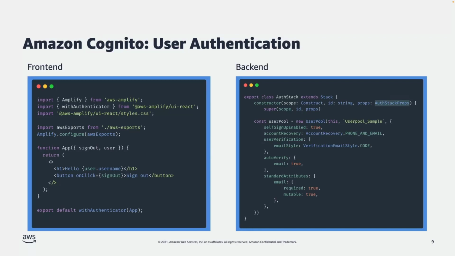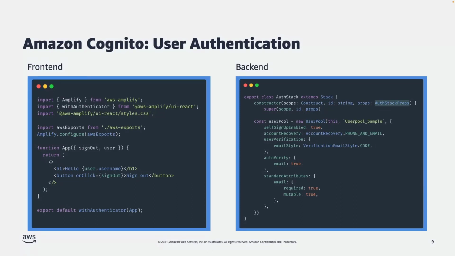Now, because we're working across stacks, we have to think about two models here, or two methods of engagement. Front-end developers just want a way to get set up with authentication in the application. In doing so, AWS Amplify provides a withAuthenticator higher order component. And as you can see in the first image, we simply wrap our existing application.